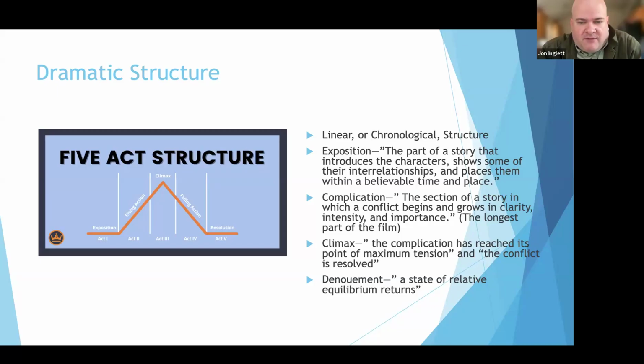a story in which a conflict begins and grows in clarity, intensity, and importance. Usually, the rising action is the longest part of the film. Next, we have the climax that moves into the falling action. That's the complication has reached its point of maximum tension and the conflict begins to be resolved. Then we have the resolution or the denouement. That's the state of relative equilibrium returning in the film.